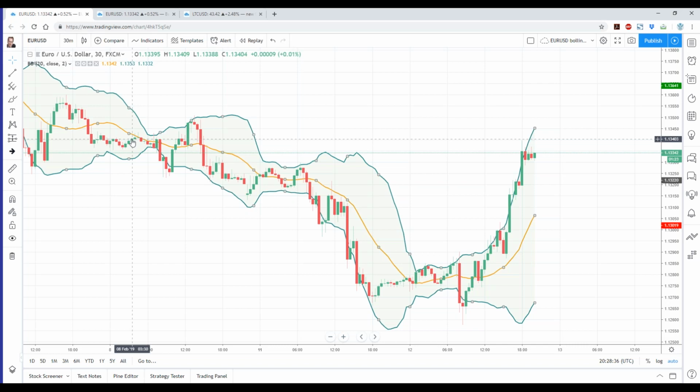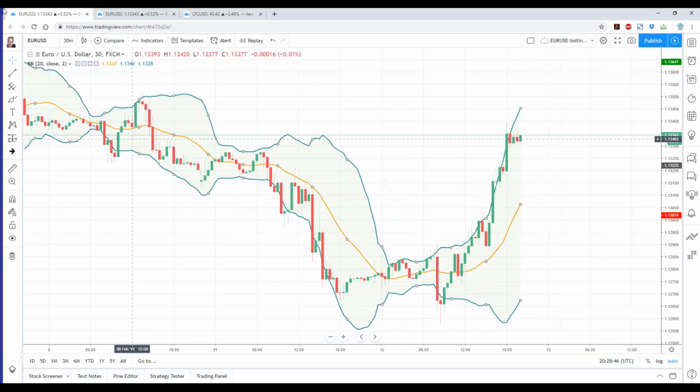Doesn't give us any directional clues, but when we see this long, narrow, not a snake, but a long, narrow piece of belt, we know that that market is going to break out of those bands.